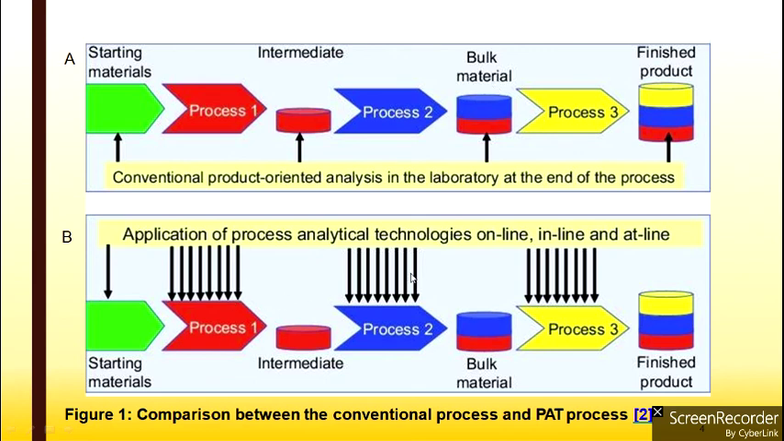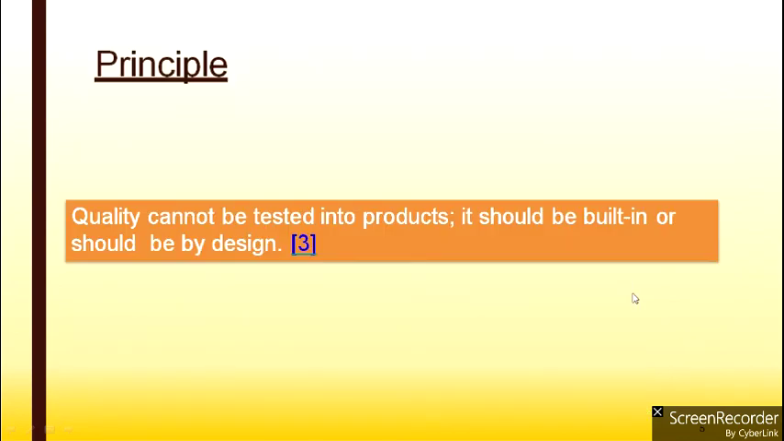But with the PAT analysis, with respect to each process, you are able to analyze the flaws present there, and you are able to modify or rectify here and then proceed to the next step. So 99.9% of the finished product will meet the quality requirements, right?